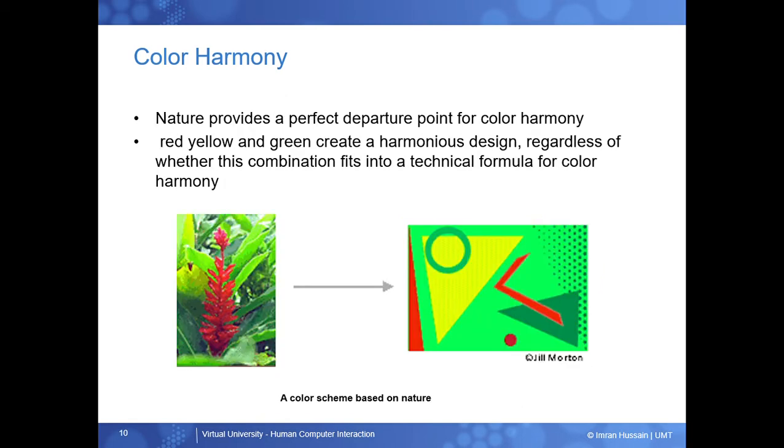Okay, so next one is, so nature provides a perfect departure point for color harmony. So red, yellow, and green.